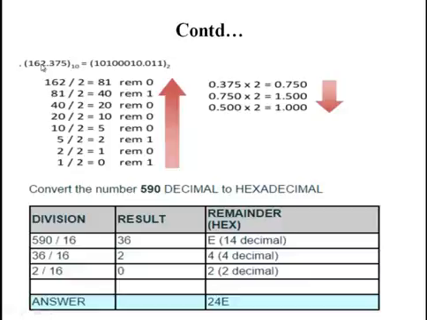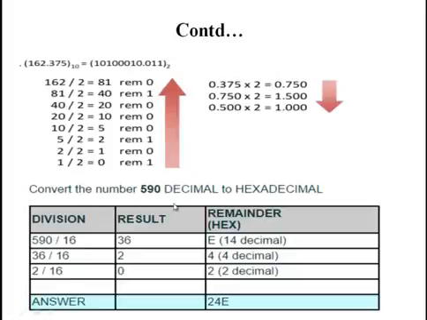Now in another example, we have 162.375. This has an integer part as well as a fractional part. For the integer part, we divide it by the base 2, keeping a track of the remainders, and we write them starting from downwards to upwards direction. Whereas for the fractional part, we multiply by the base 2 and keep a track of the coefficients, and starting from top to bottom we write the coefficients.